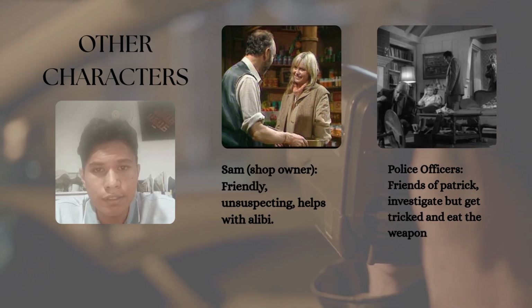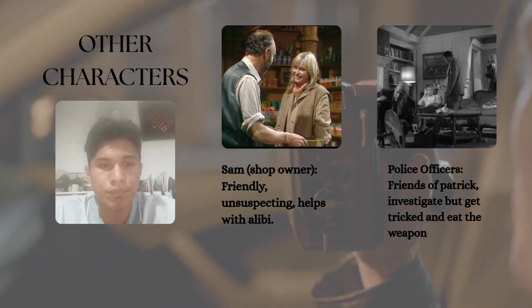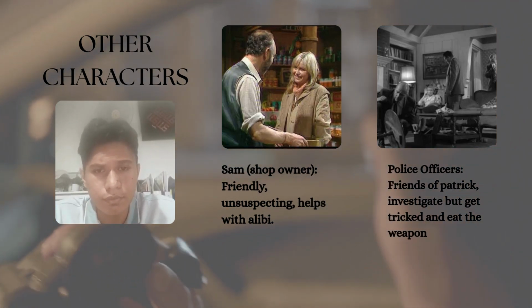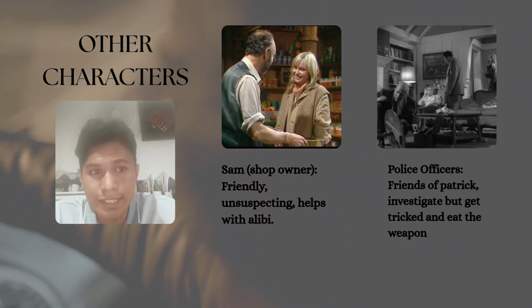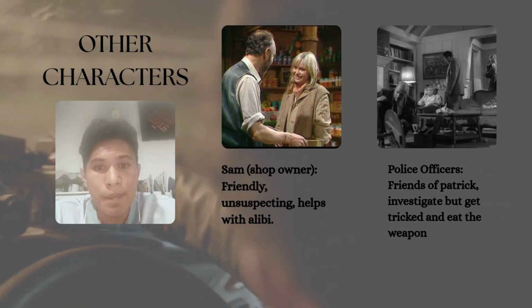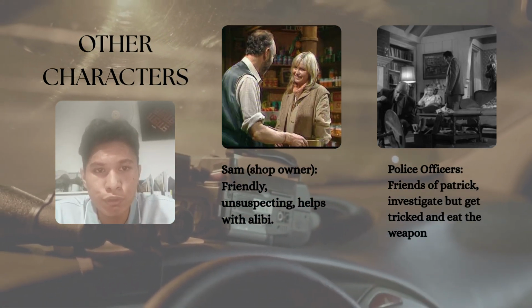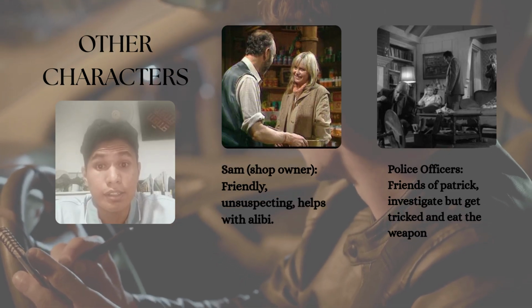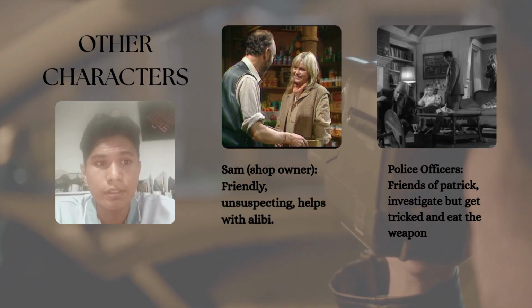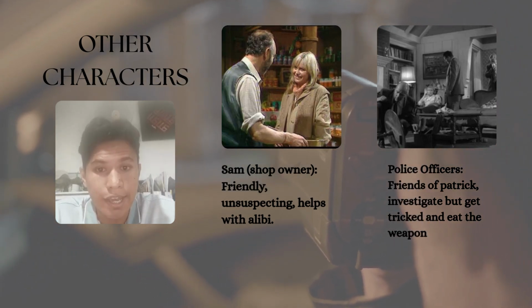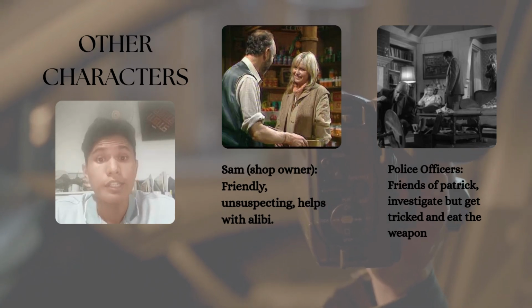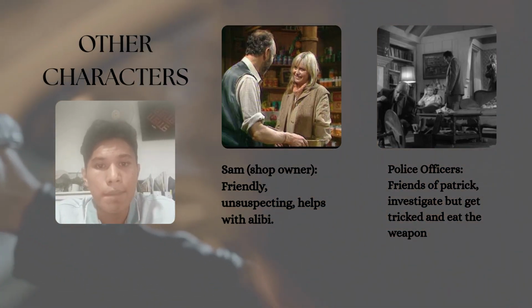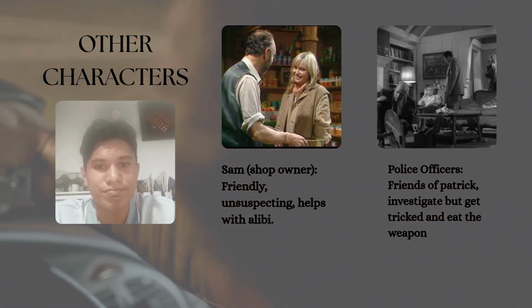Next notable one is the police officers, who are Patrick's friends and colleagues. They come to investigate the murder, but Mary manages to fool them completely. And in the end, they even eat the murder weapon, which is the leg of lamb. Their failure highlights just how clever Mary Maloney really is. Thank you.